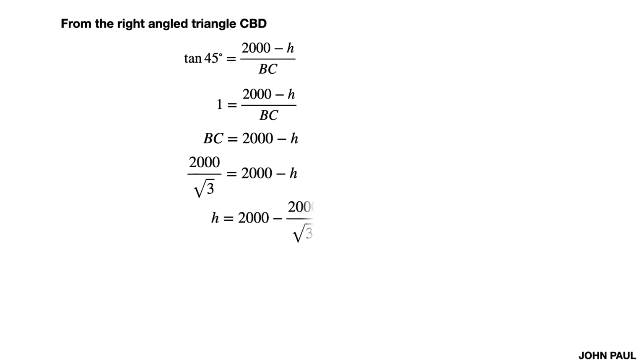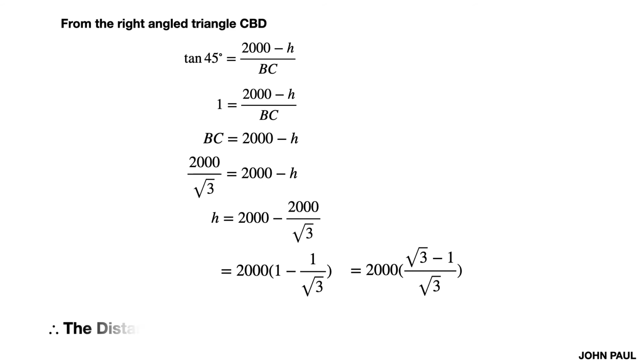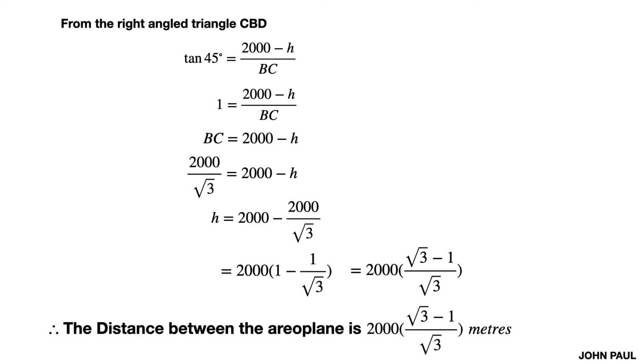Take h to one side to make it positive, we will take it to the left hand side. We can take 2000 common, 1 minus 1 by root 3. By cross multiplying, 2000 into root 3 minus 1 by root 3. Therefore, the distance between the aeroplanes is 2000 times root 3 minus 1 by root 3 meters.